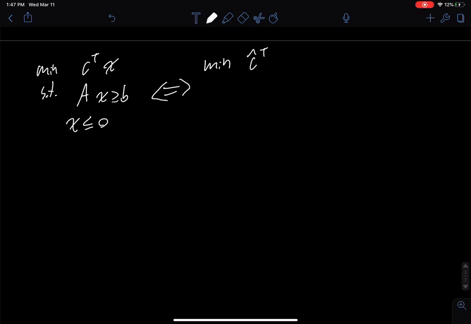minimizing C hat transpose X hat, where C hat is the negative version of C, as above, just like X is the negative version of X hat, such that A hat X hat, and we don't have to flip the sign here, is greater than or equal to B hat. Or it's not even necessary to invert B right there, because the negatives in the x's and the negatives in the a's will cancel out. So the constraint A hat X hat is greater than or equal to B is perfectly equivalent to the constraint AX is greater than or equal to B, but now we have X hat is greater than or equal to 0. And this is once again a linear program in perfectly standard form.